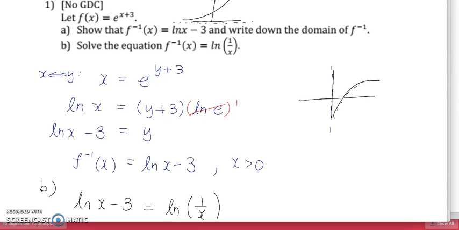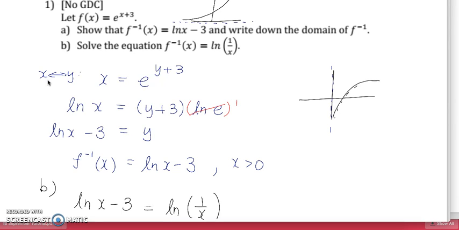In this video, we're going to talk about the solutions of the Grade 12 IB Math September tutorial problem set. Question 1. Let f of x equals e to the power of x plus 3. In part A, we are asked to show that the inverse of the function f of x is equal to ln x minus 3, and write down the domain of this inverse function.